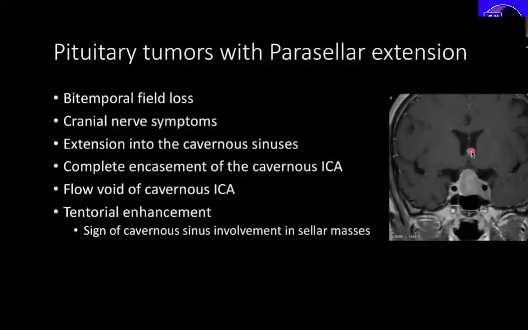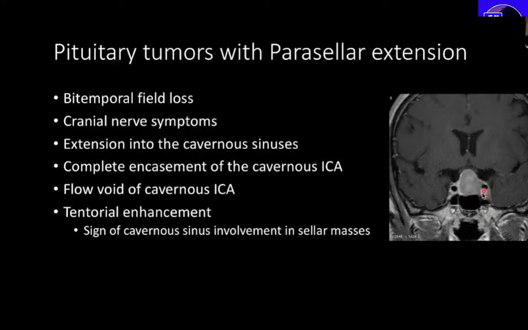Coming back to parasellar extension of the pituitary tumors. Here we have a patient with a macroadenoma. We are seeing it is abutting the optic chiasm. So this is what needs to be reported. And also the cavernous ICA is encased by more than 270 degrees. Here it is encased by around 180 degrees. So on the right side there is no cavernous extension, but on the left side there is extension into the cavernous sinus. So there is parasellar extension, and there is almost complete encasement of the cavernous ICA.